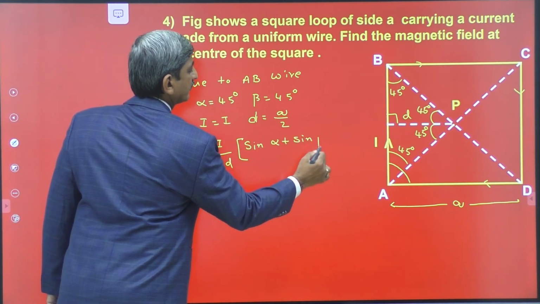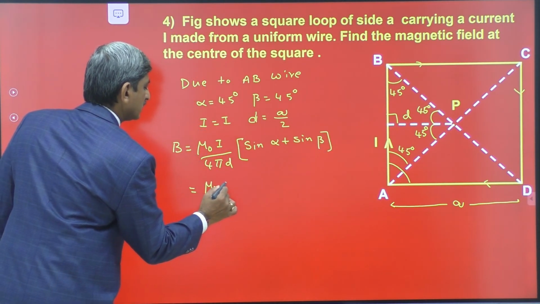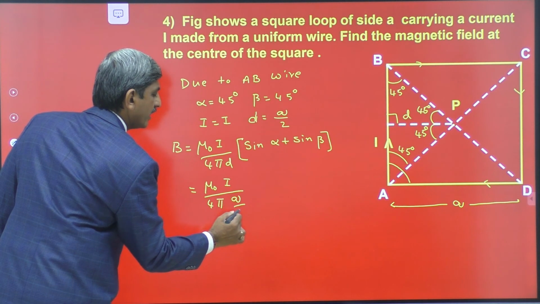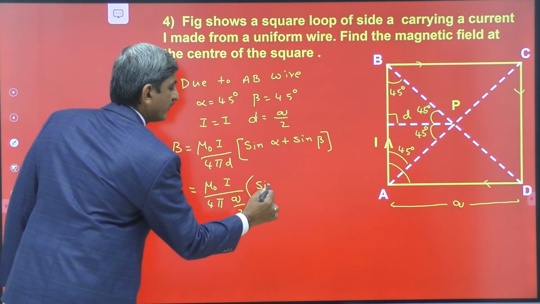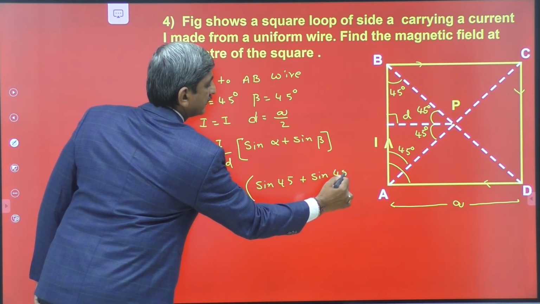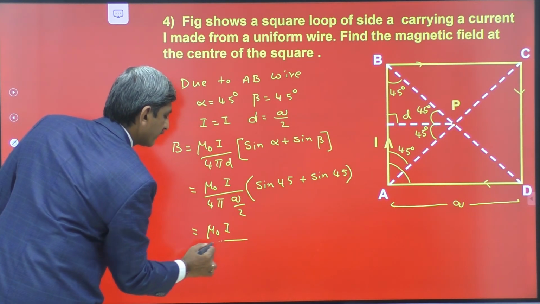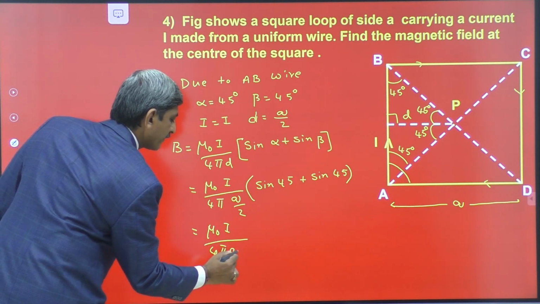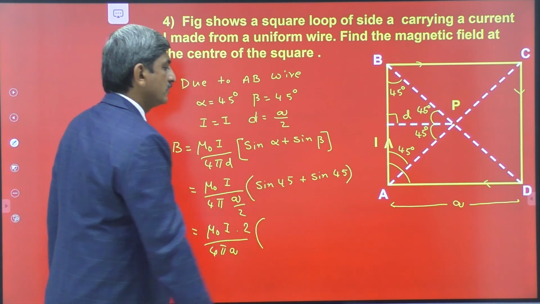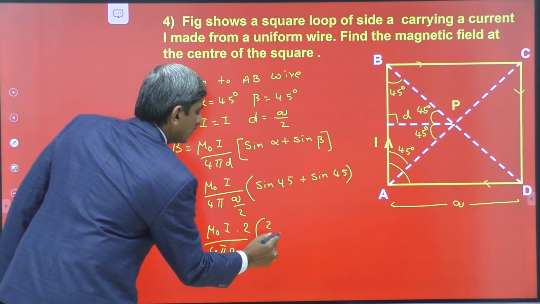We have B is equal to mu naught I divided by 4 pi d, where d is equal to a by 2, into sin 45 plus sin 45. This is equal to mu naught I divided by 4 pi a into 2 into sin 45. Sin 45 is equal to 1 by root 2. 1 by root 2 plus 1 by root 2 is equal to 2 by root 2.